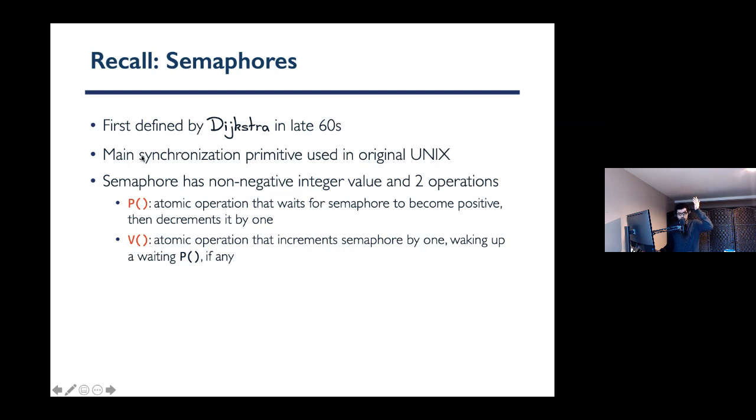Semaphores have only one non-negative integer value and two operations, P and V. Hopefully you've coded a lot with semaphores, so you should probably know this. P waits for the semaphore to become positive, and then it decrements it, and V basically just increments the semaphore by 1. And after incrementing it, it wakes up a waiting P. So that's pretty much it.